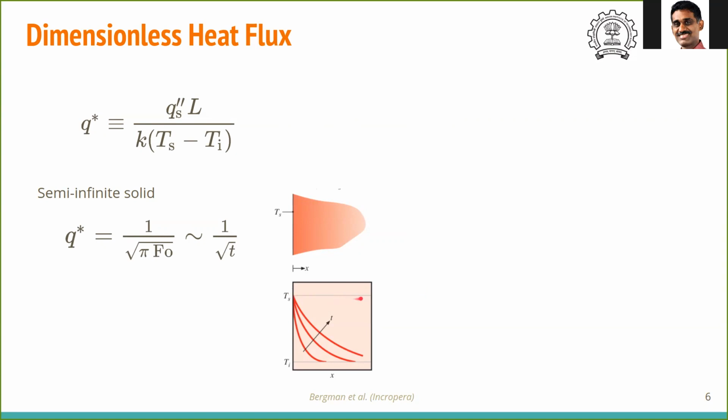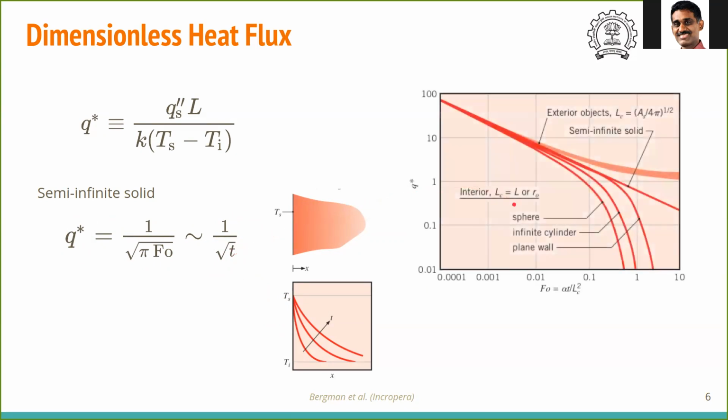So once t becomes infinity, at large time, what happens is that the slope here becomes 0, right? So q also becomes 0. So that's what you see by 1 by square root of t. So eventually the heat flux will go to 0. How does it go to 0 in time? It goes as 1 by square root of t.